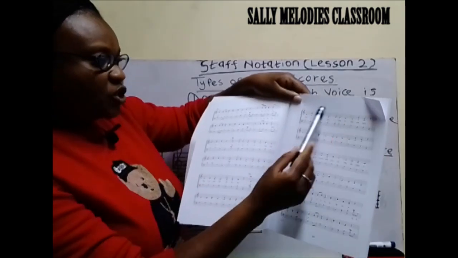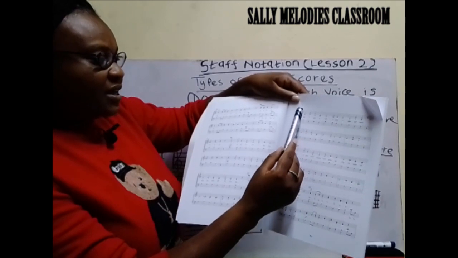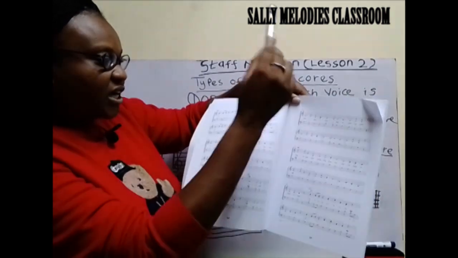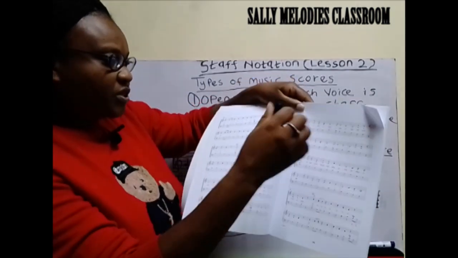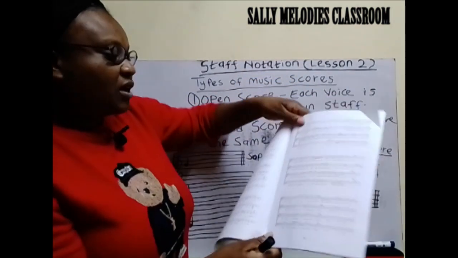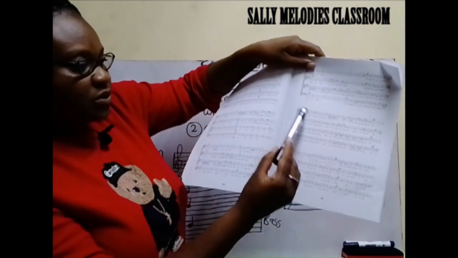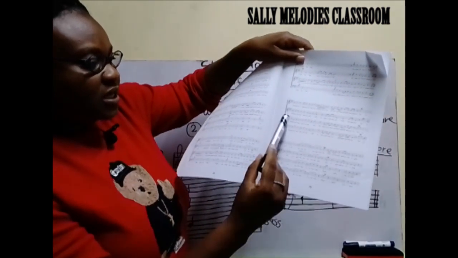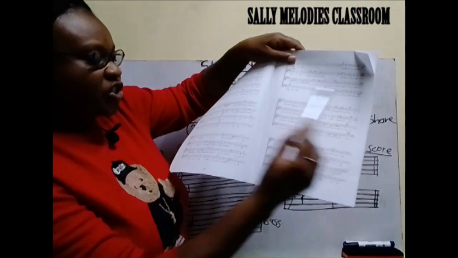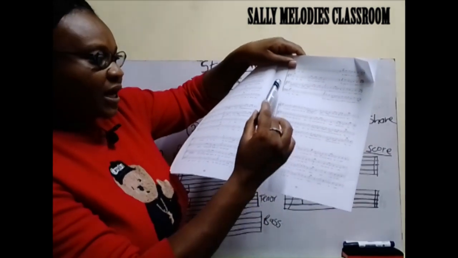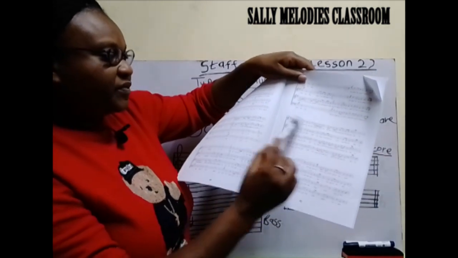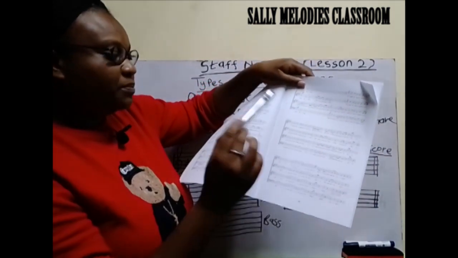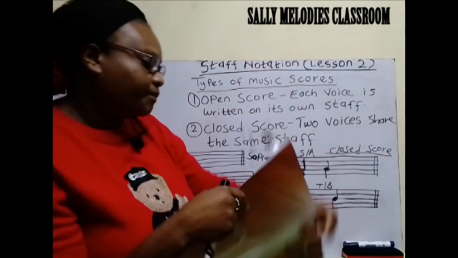Here, 3 voices are singing. So these 2 voices here, they are sharing the same staff. And this voice 3 is using the bass staff. This is now what we call an open score. As you can see, every voice is independent on its own staff. So when you are writing an open score, you ensure that you give each voice its own independent staff.